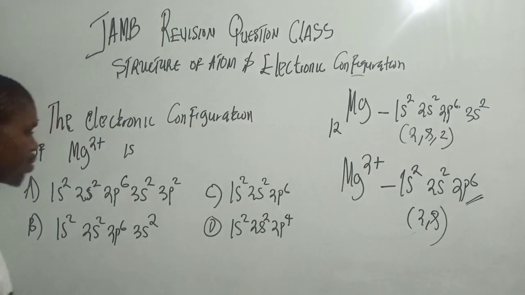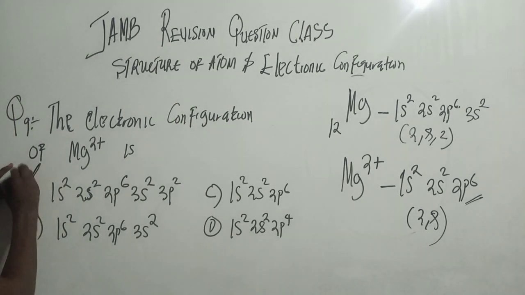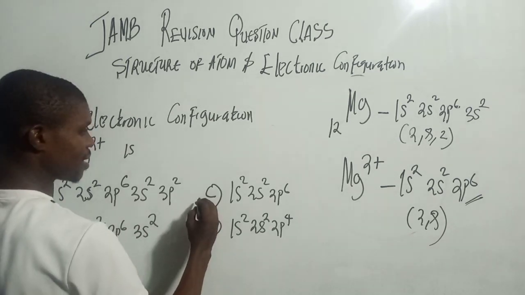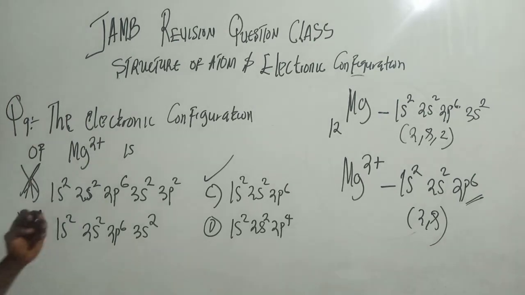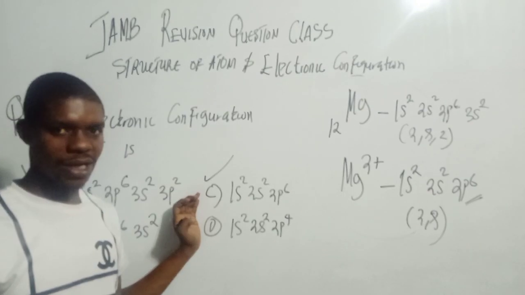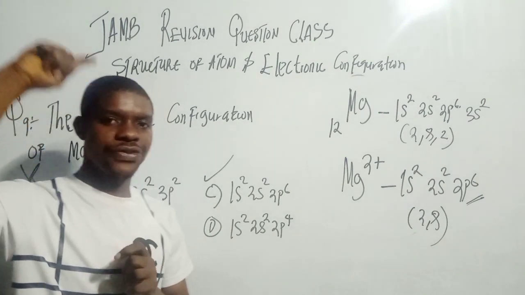Now let's check the options. Is it this one here? Of course, it's not this one. Is it this one? No. Is it this one? Yes, it's this one. This is C. C is the answer.